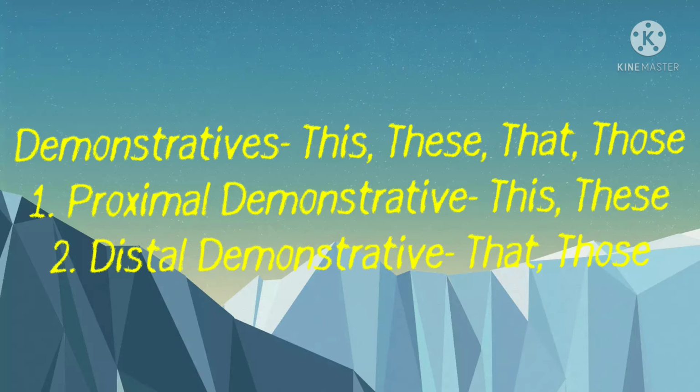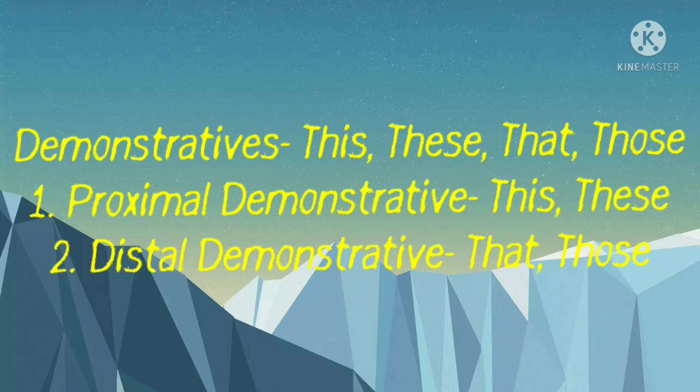After the articles we have the demonstratives. Now what are demonstratives? Demonstratives are actually some words that we use to demonstrate something. To demonstrate means to point at something. Like if I say this is the pen, or these boys, or that house, or those men, something like that. That means some of the words that we are using to point at something, those are known as demonstratives.